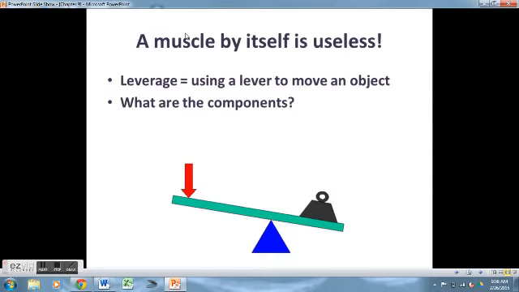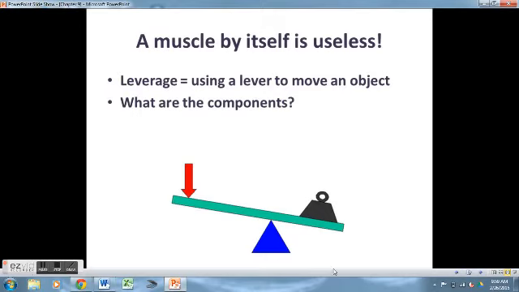Now, by itself, a muscle's pretty useless. Muscles have to have bones and joints in order to make the body do anything. And so we have to go back to this idea of leverage, right? Using a lever to move an object.